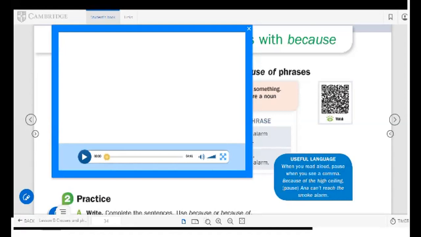Look at the picture. Read and listen to the two clauses. Then use them to complete the sentence. The traffic is very heavy. He wants to move. So we have these two things. The reason is the traffic is very heavy, and the result is he wants to move. So why does he want to move? He wants to move because the traffic is very heavy.